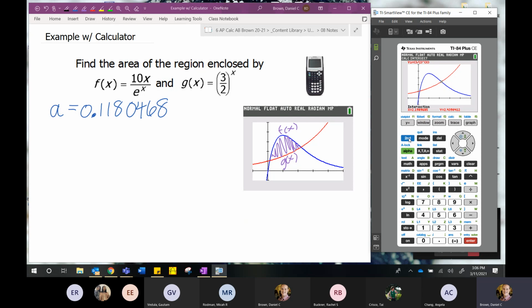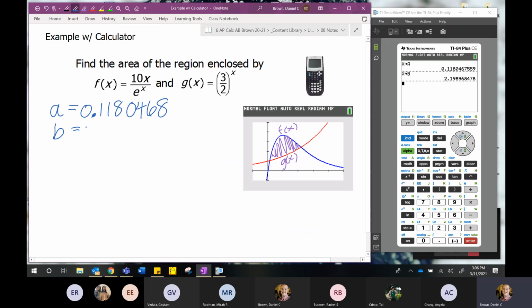How do I save it? Second quit, X, store it. I don't want to overwrite my A, so I'm just going to do alpha B, enter, and it will save it. So I know that this area is going from that 0.118 to 2.198, and I'm going to write some extra decimals just so my final answer doesn't end up too far off.